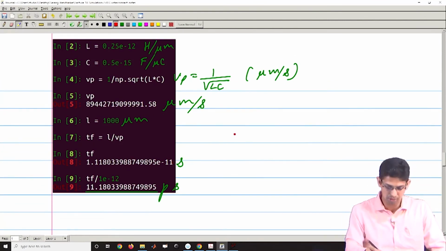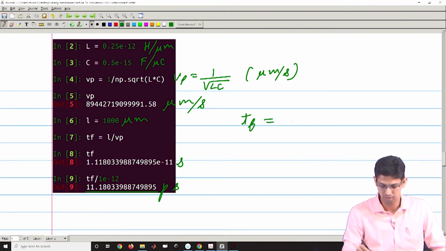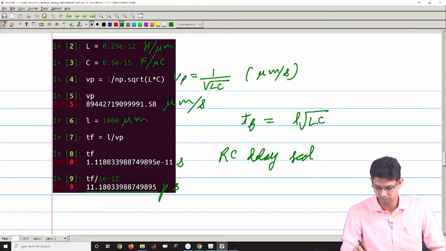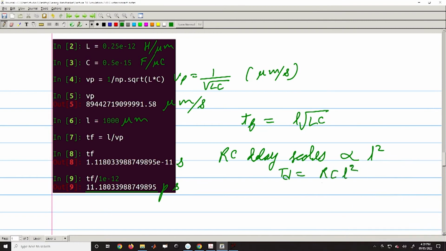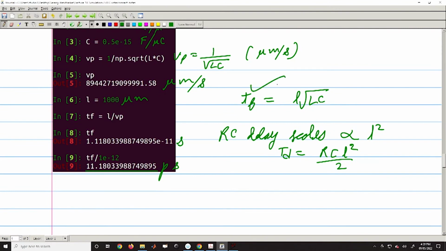The important thing about this time of flight delay is that your Tf is L into root over LC. So this is different from your RC delay. Your RC delay scales proportional to L square, right? So your Td was RC L square by 2, whereas this delay is proportional to L. So your Tf is proportional to L.